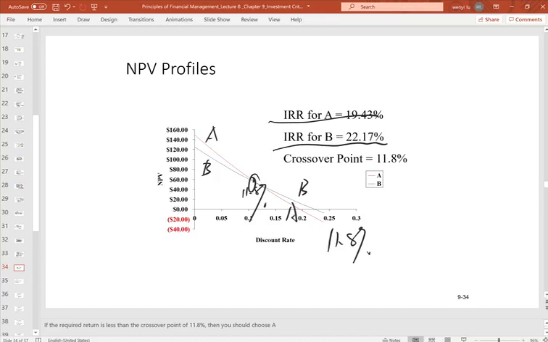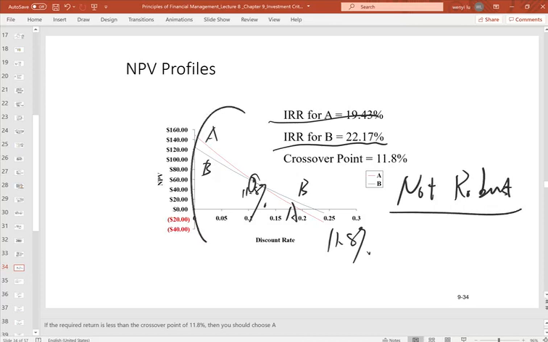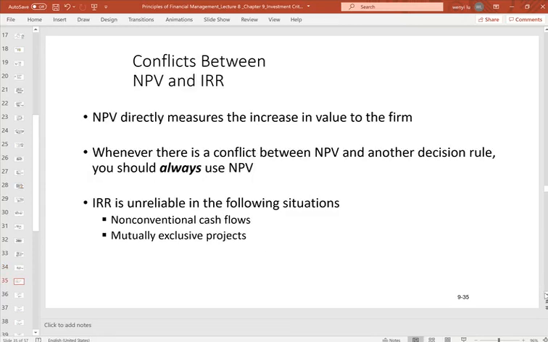So the IRR method is not very robust. With different required rates of return, the IRR method will give you different decisions. So we will not choose this method as our key criterion, but we will choose the NPV method. You will always use the NPV method.